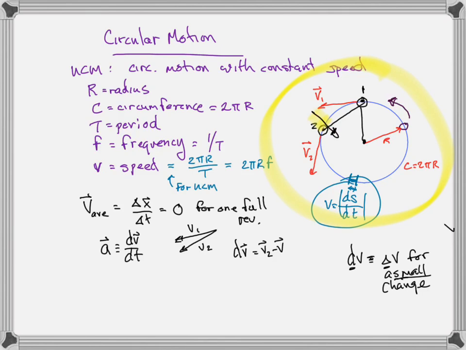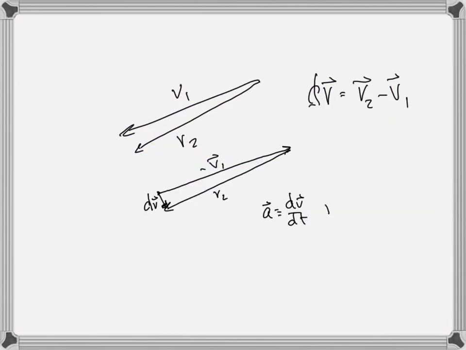And if I draw this really carefully to scale, what you'll find is that it points towards the center of the circle. dV/dt, the acceleration, points towards the center of the circle. We just do a careful drawing of V1, V2, and do a scale drawing, and you can see that dV points towards the center of the circle. So the acceleration points towards the center of the circle, which makes perfect sense.